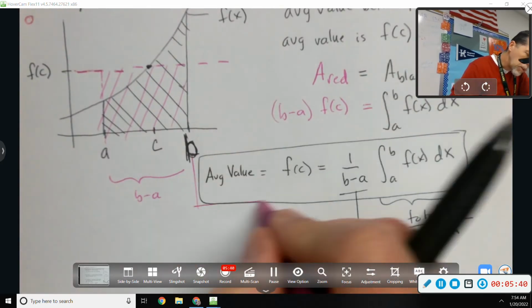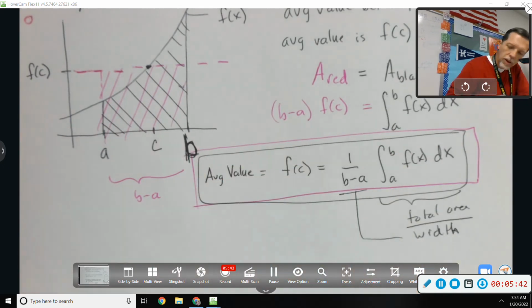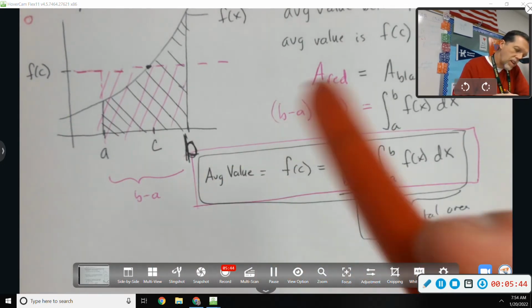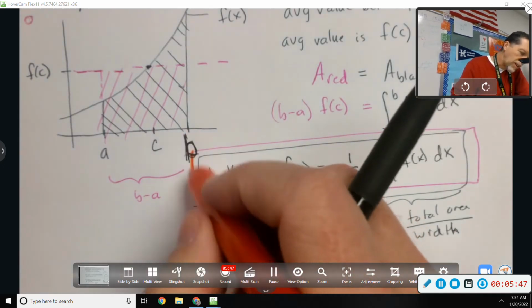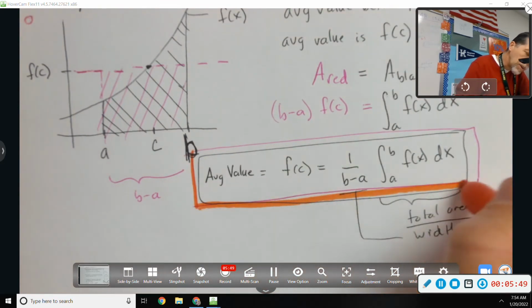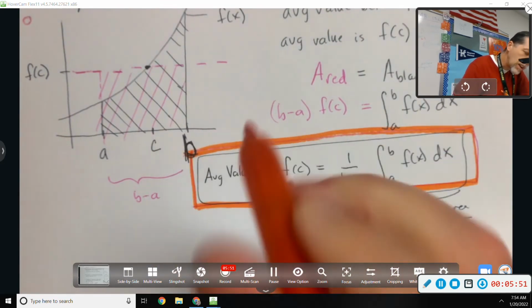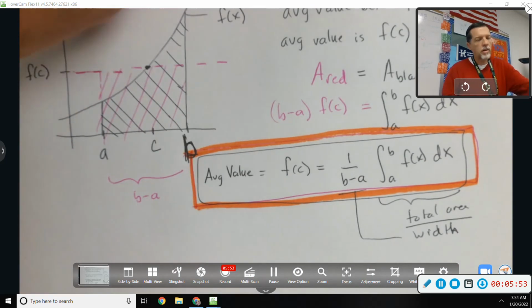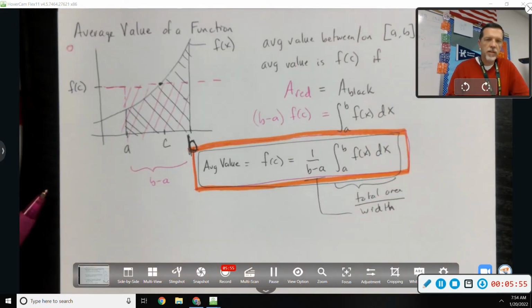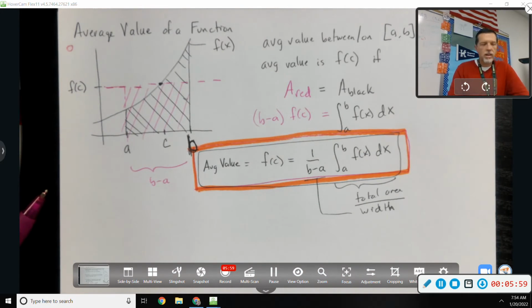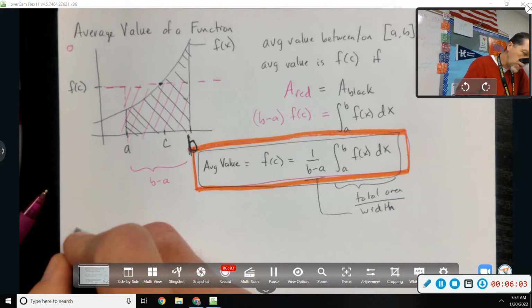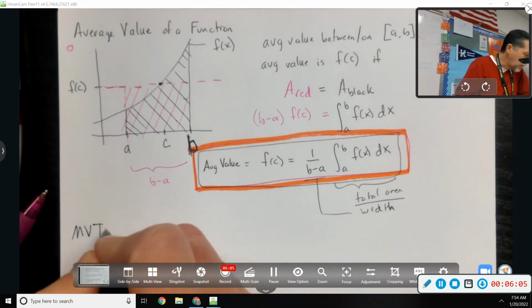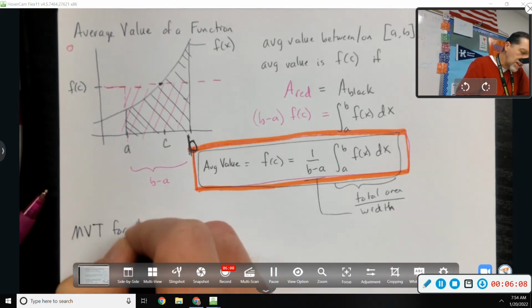This is one of those big deal equations. So that's why, rather than just giving it to you, I tried to give a little bit of background on how we found it. Maybe that'll help it stick in your brain. Total area divided by the width gives you the average height. Now, put that to the side for a second. We're going to talk about MVT for integrals.